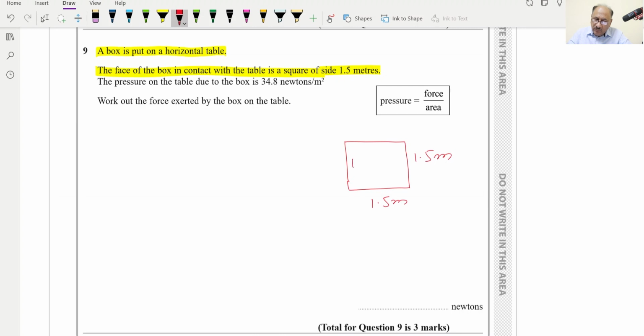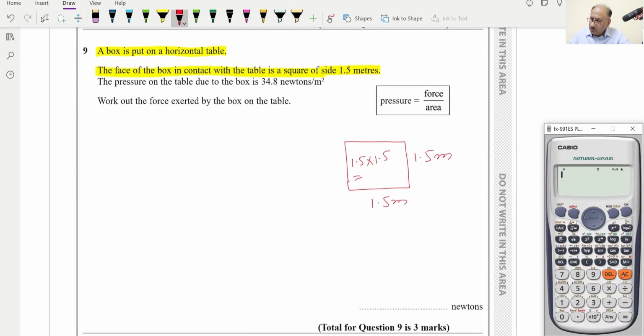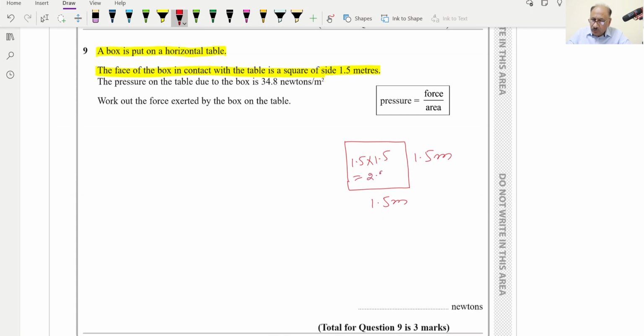So area will be 1.5 into 1.5, and this will be equal to 2.25 meters square. So this will be the area of this square which we have found. Now we will be going ahead with the calculation.